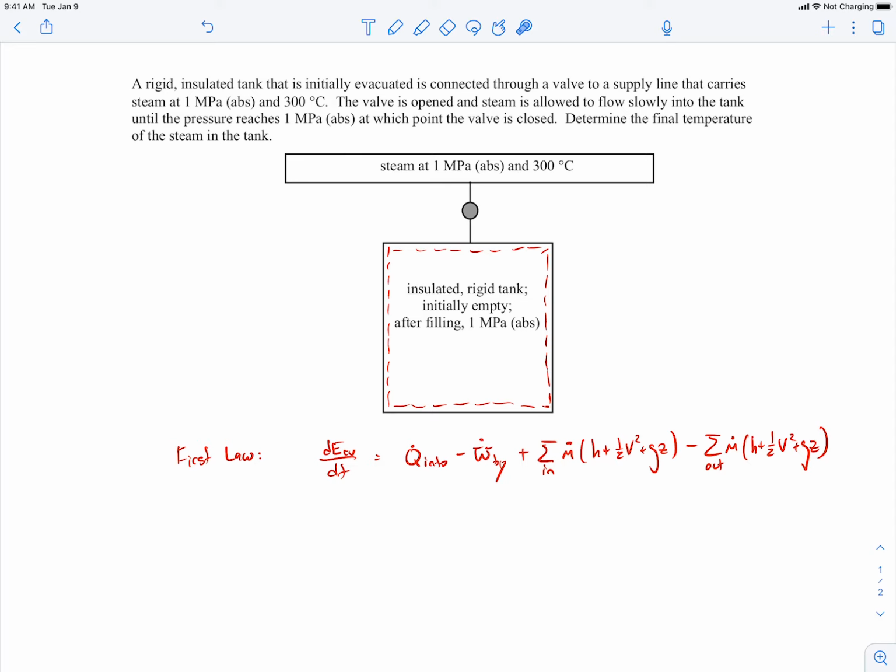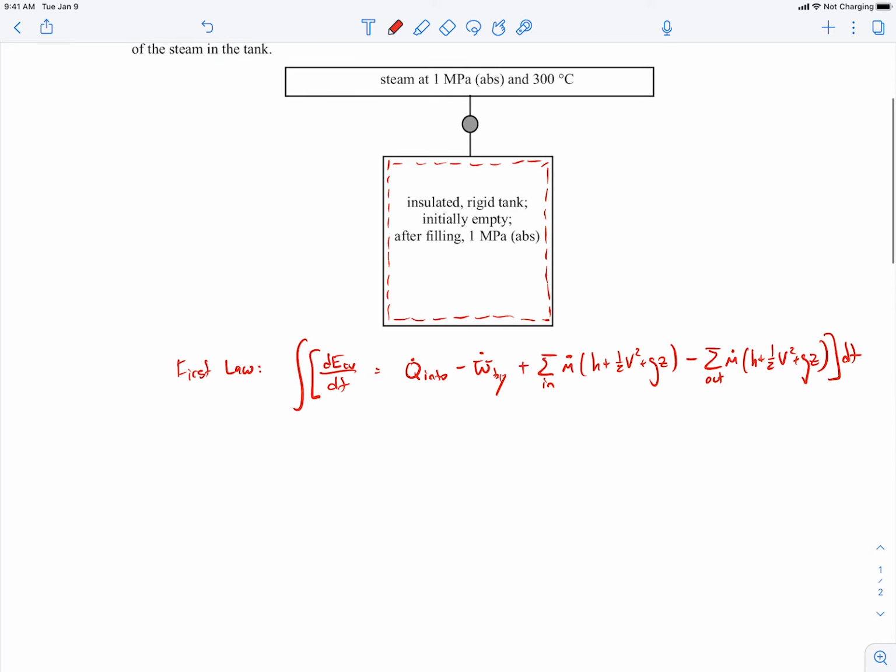And in this problem, I'm not really interested in the rates of what's going on here. What I'm interested in is a before and after situation. I want to just know the final temperature, so I'm curious about the after situation. So I don't care about the rate. I just want to look at the before and after. So to do that, I'm going to integrate that entire equation with respect to time. And when I do that, the dE/dt term integrated with respect to time will just give us a delta E in the control volume.